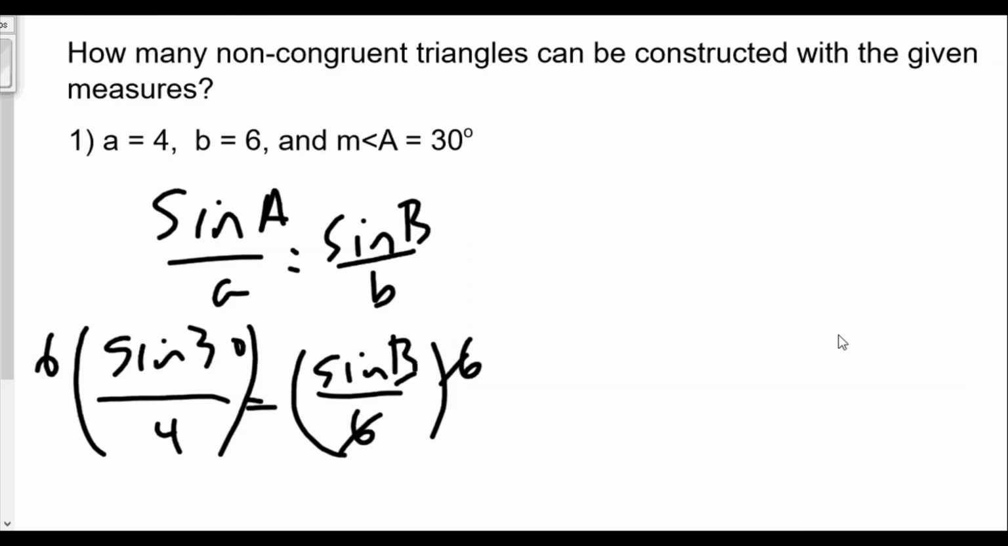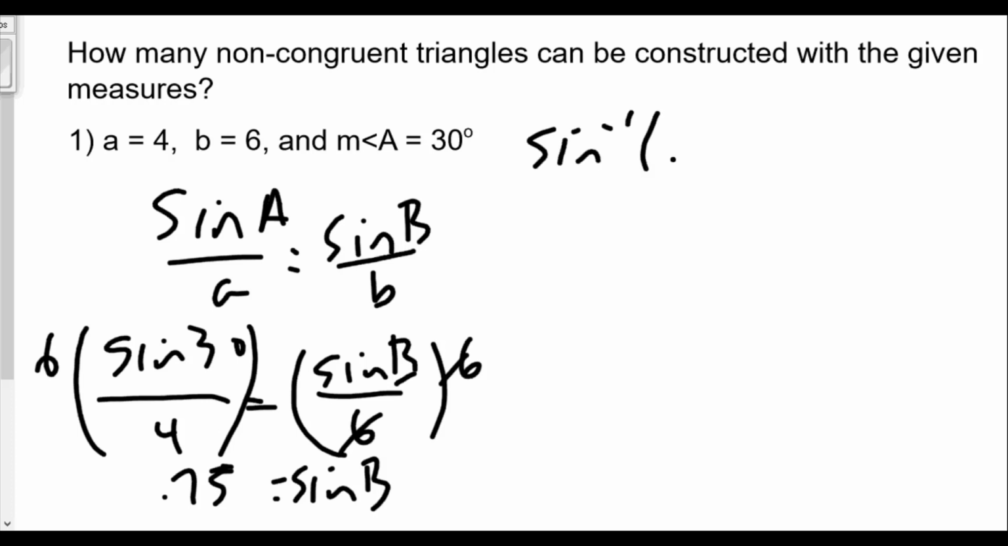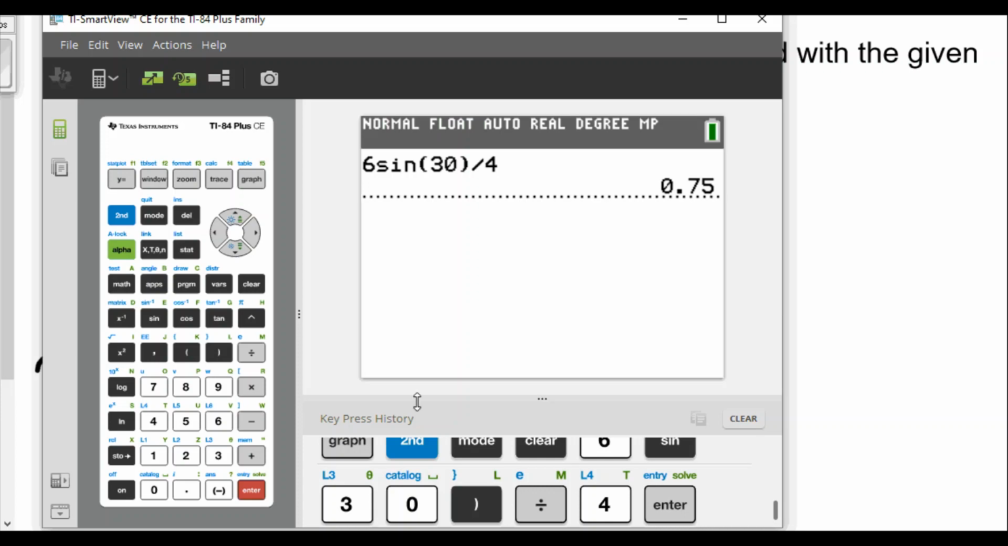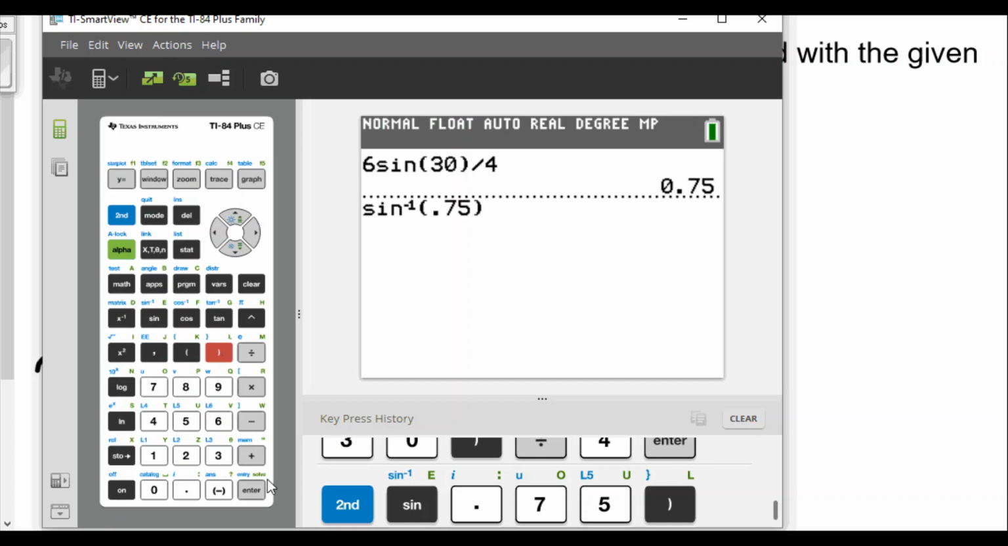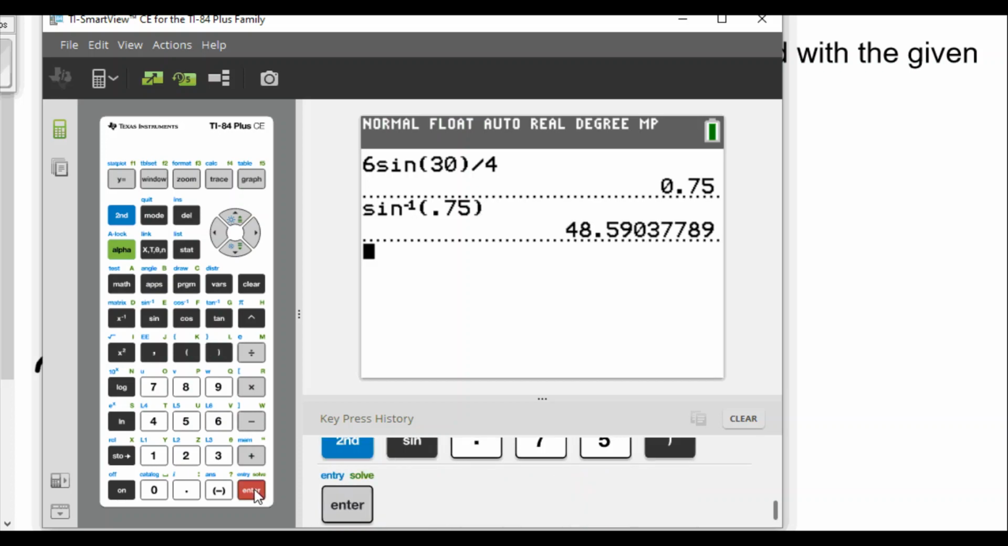So sine of B equals 0.75. Now we're going to find sine negative 1, the inverse sine of 0.75, to get an angle measure. We go back to our calculator, press second sine, sine negative 1, and type in 0.75, because that's what we had here. And we get an angle measure of 48.59.